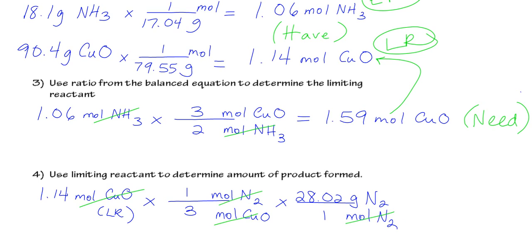We can plug this all in our calculator. Let's leave 3 sig figs. That's what the original data had, and say about 10.6 grams of nitrogen. 10.6 grams of nitrogen formed.